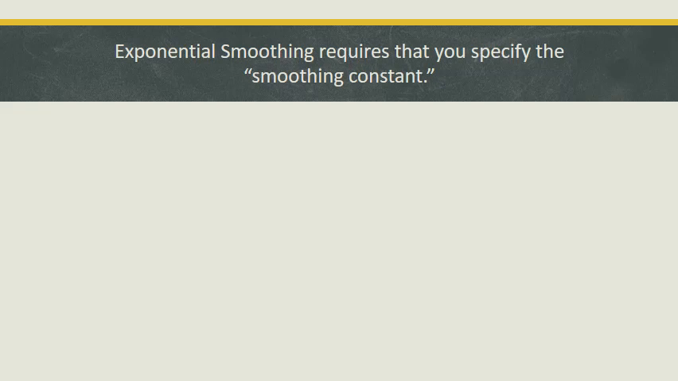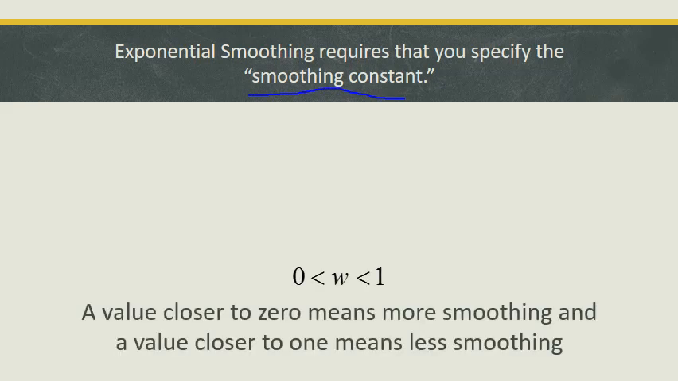Next, let's move on to the exponential smoothing method, and let's begin with the notation. This method depends on a constant called W, called the smoothing constant. This number must be between 0 and 1, and it may seem backwards, but a larger smoothing constant means less smoothing.